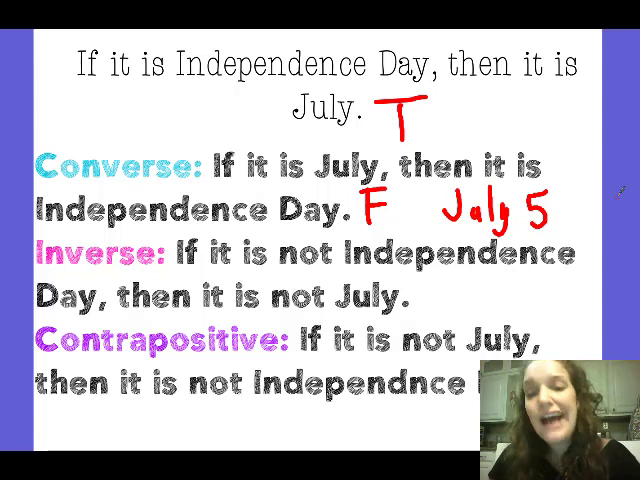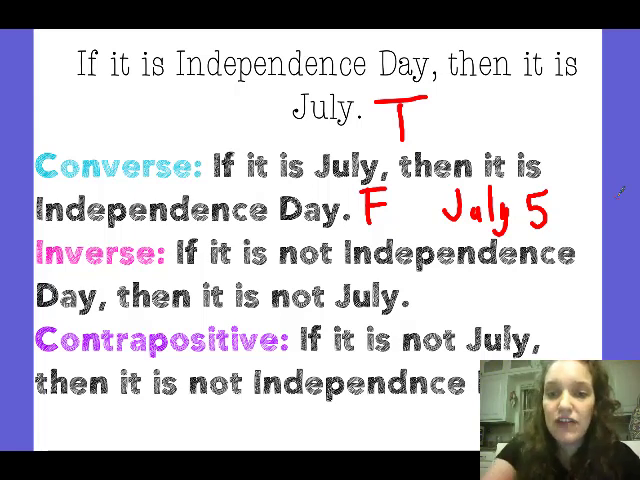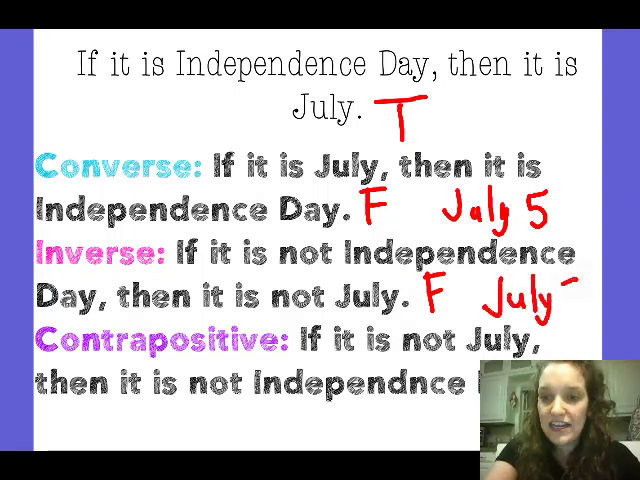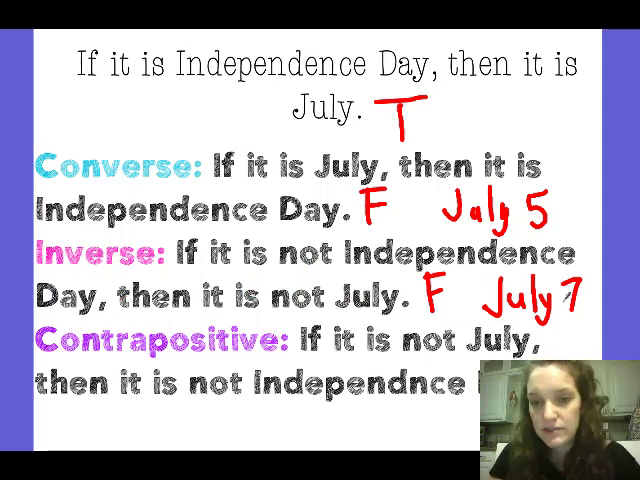The inverse, if it is not Independence Day, then it's not July. Another false statement. The truth value is false because it could be July 7th, my mom's birthday, which is not Independence Day, but it is July. So it's making the hypothesis true. It's not Independence Day, but it is July. Counterexample, so it's false.